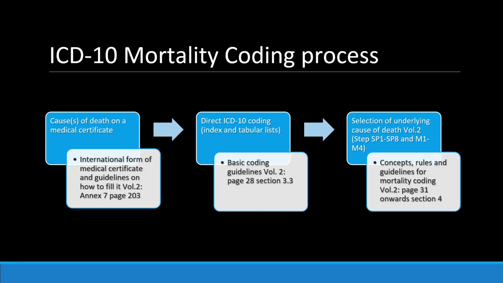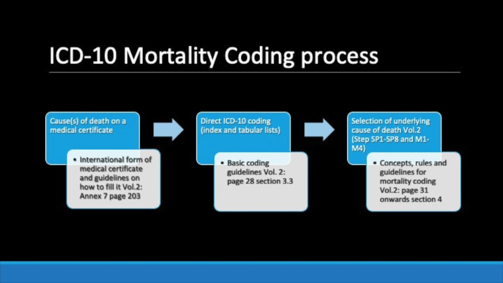This slide is a reminder of the ICD-10 mortality coding process. First, the mortality classification rules and guidelines in ICD-10 Volume 2 are applied to cause of death information reported on the Standard International Medical Certificate of Cause of Death. Next, an ICD-10 code should be assigned to each cause of death reported. Basic coding guidelines can be found in Volume 2 of ICD-10. And finally, the mortality classification rules and guidelines found in Chapter 4 of ICD-10 Volume 2 are applied to the coded information on the death certificate.